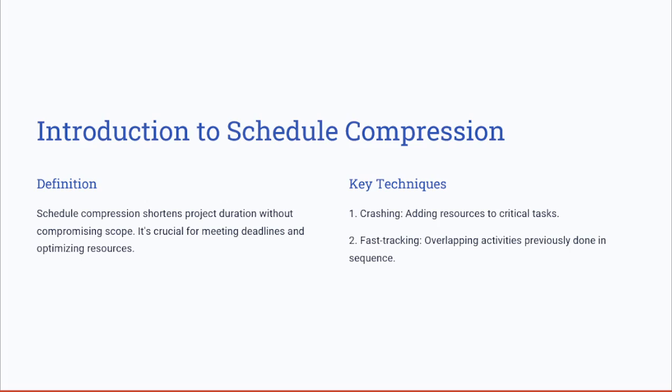To start with one of these important tools, which is schedule compression. Schedule compression is the process of reducing the project timeline without affecting its scope. This is achieved using two key techniques, including crashing, which involves adding resources to the project. And the other technique is fast tracking, which overlaps activities. Both methods require a careful consideration of risks and resource constraints.